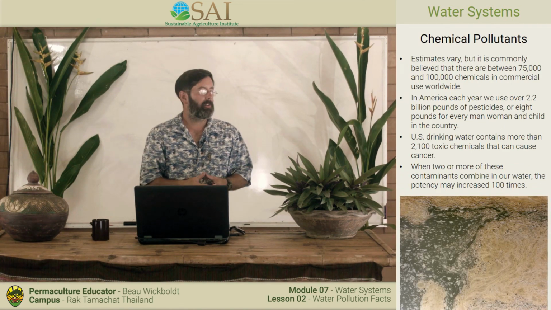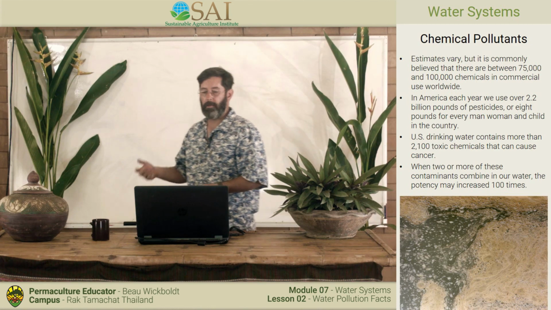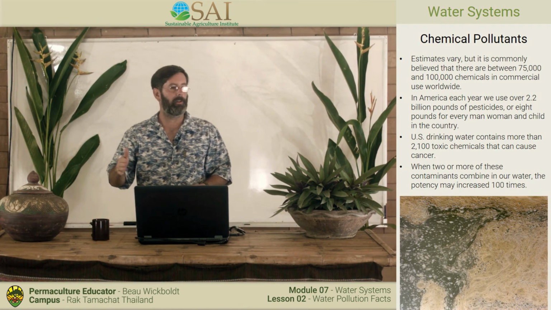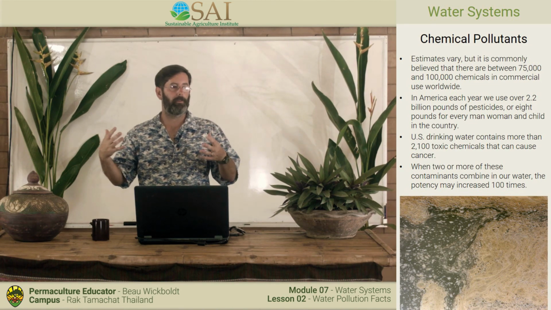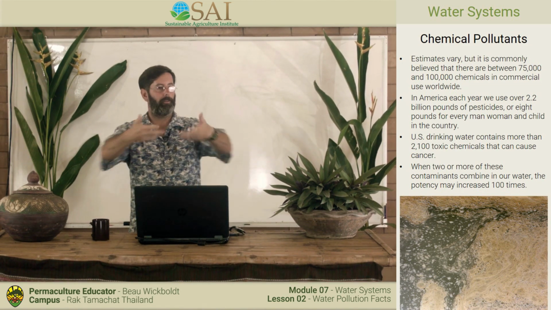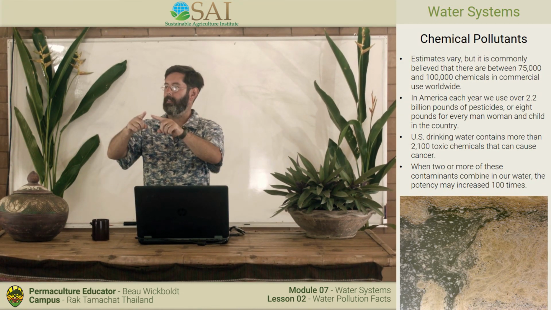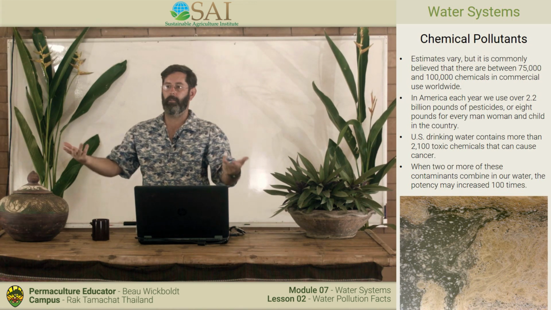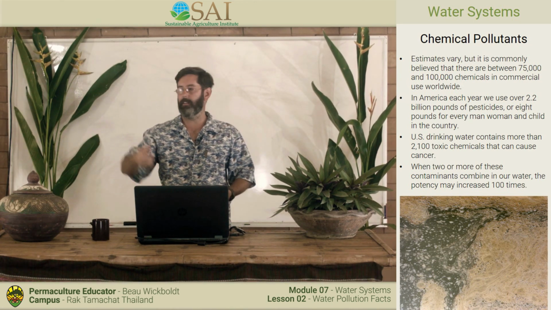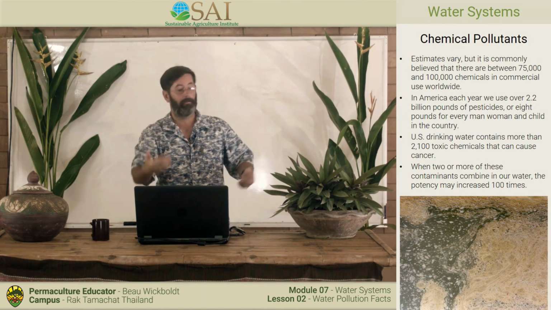So different chemicals we also put into our water system. Estimates will vary, but it's commonly believed that there are 75 to 100,000 different chemicals that we've created as humans. We've mixed things and made these weird chemicals that are now present in the world. And what's really weird is that once they're together they combine to make other weird things that we don't even know the names for. So scientists don't even know what it's called when you take these 100 chemicals and mix them up. Nobody knows.